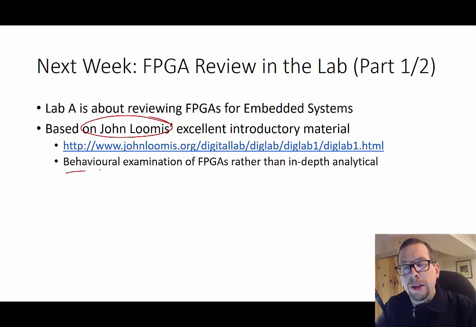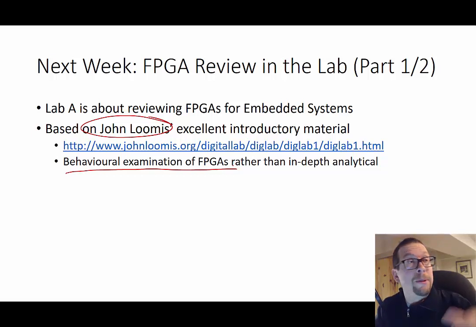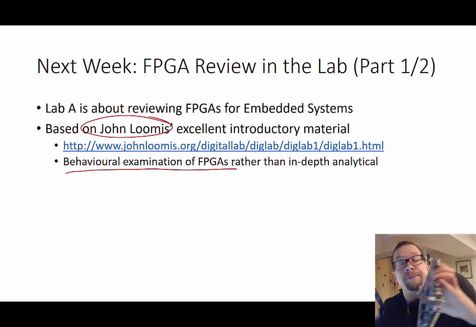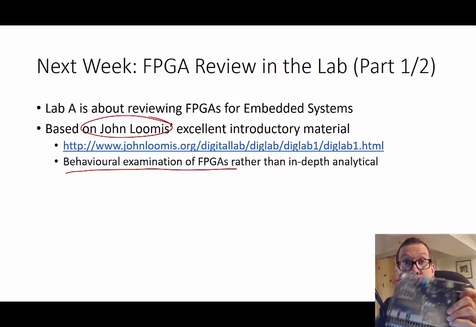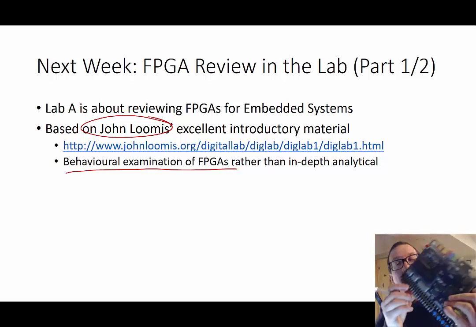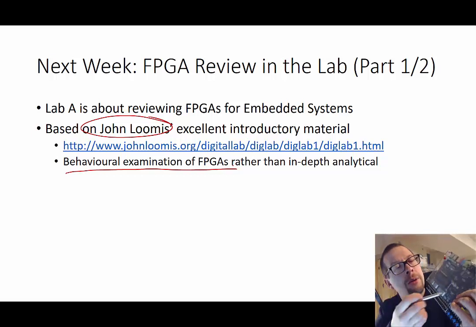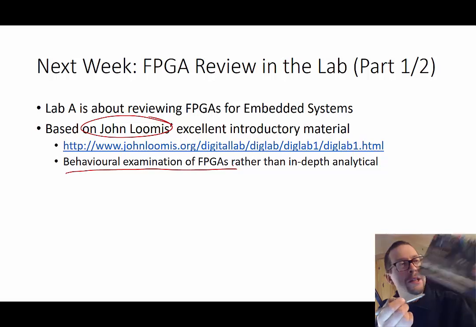But basically what we're doing here is we're doing a behavioral examination of FPGAs. We're not getting into the details of Verilog initially. There's no reason to. Initially, what we want you to do is to get some hands-on experience with the FPGA board and to see what happens when you put the program in, how do you program it in the first place, and then flipping switches, how that changes the behavior on the LED display that's right there.